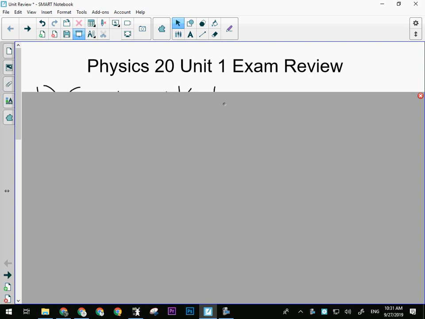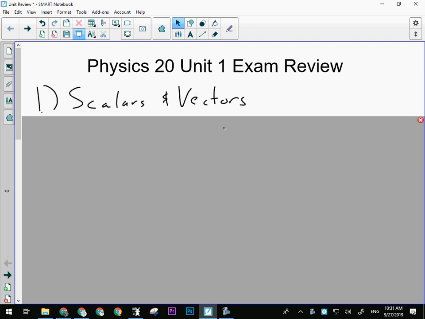When we started out this unit, the first thing we went over was a review of scalar versus vector quantities from Science 10. We do need to remember that scalar quantities have only a magnitude or a measured value, and vector quantities have both a magnitude and a direction. When we're calculating things, vector quantities are calculated in different ways than scalar quantities, because direction matters when we're calculating vector quantities.